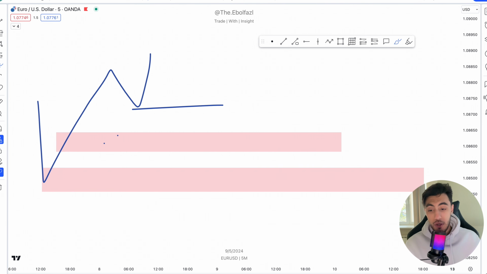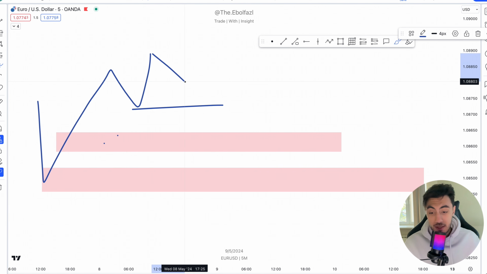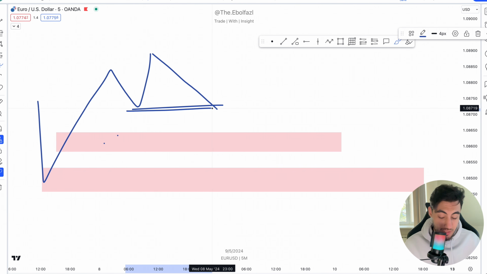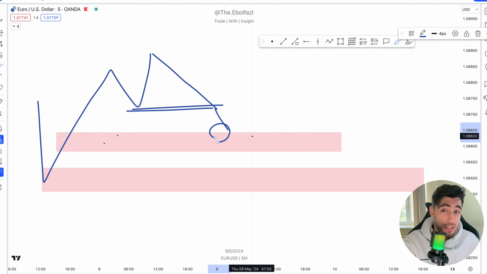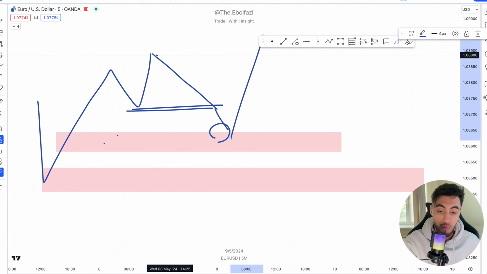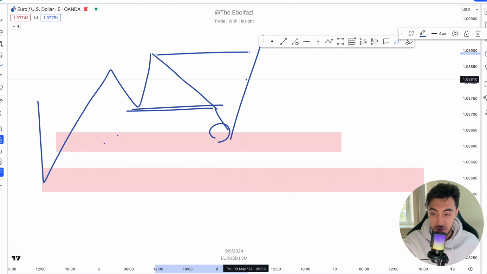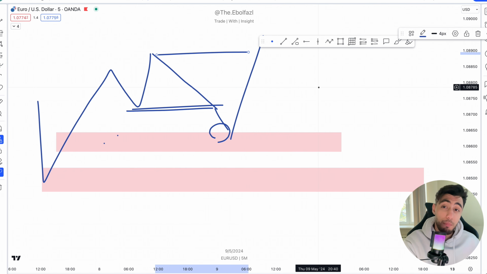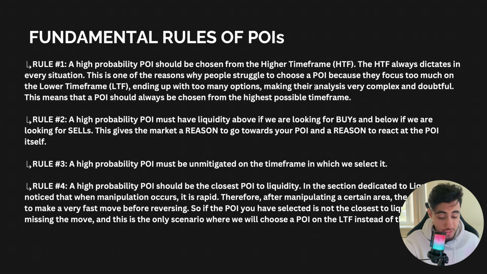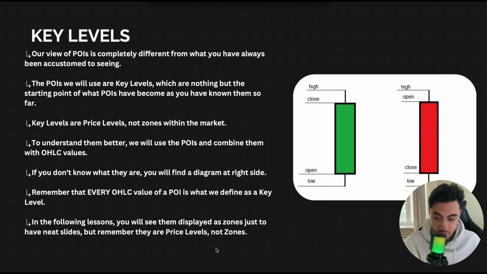Okay, so what we can expect here is price takes this liquidity here, then reacts from this unmitigated closest POI to the liquidity, then goes for other liquidity upside there. So these are 4 important rules that you must understand and give attention to. So let's dive into the key levels.